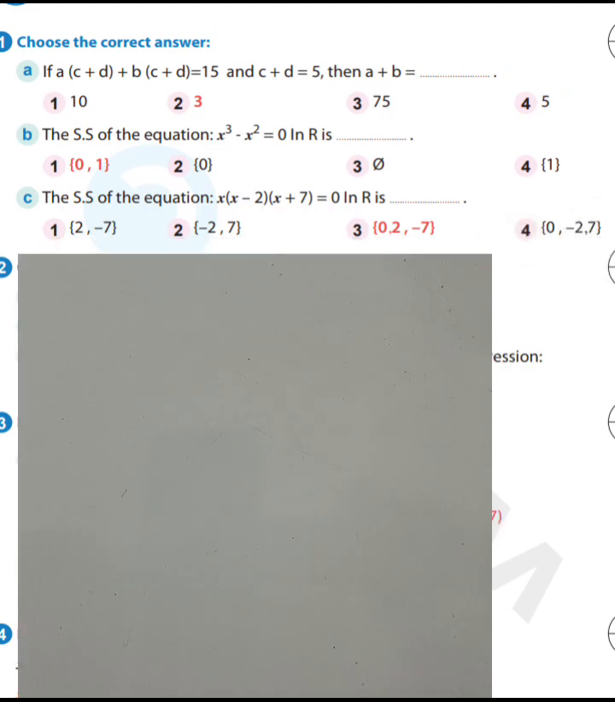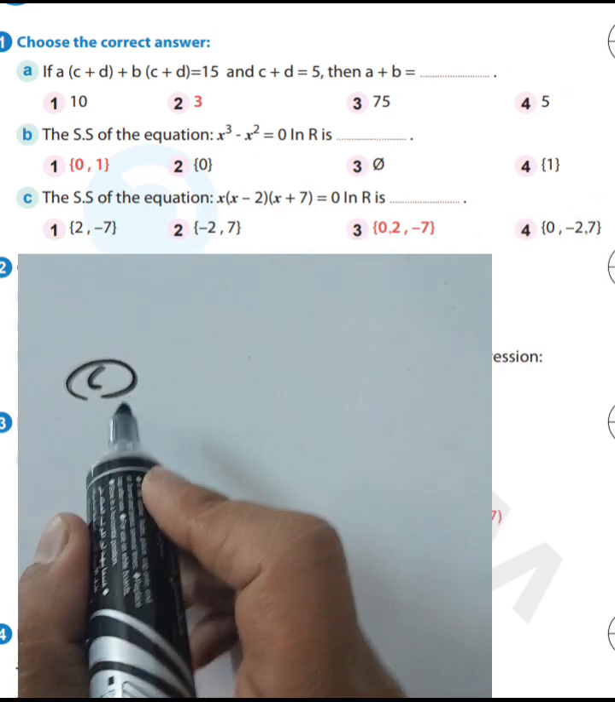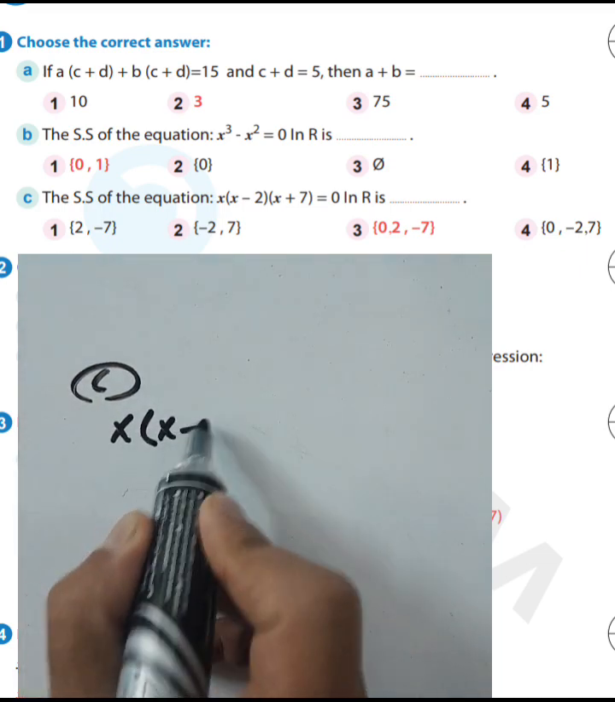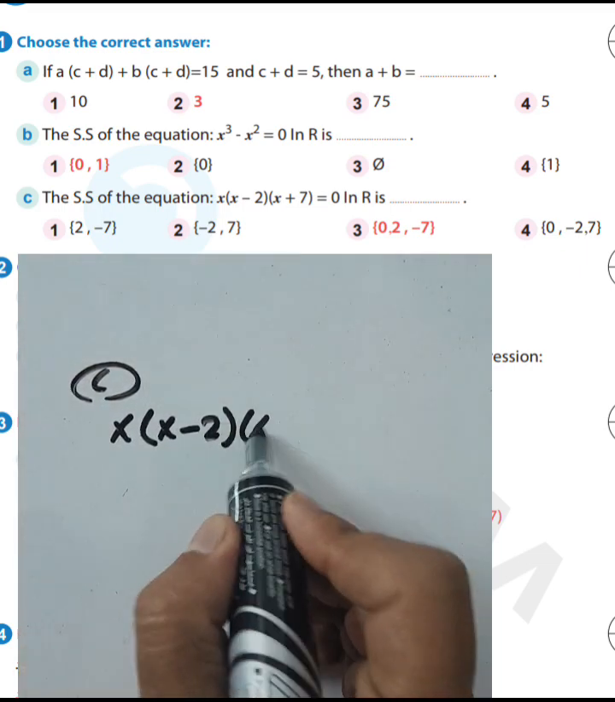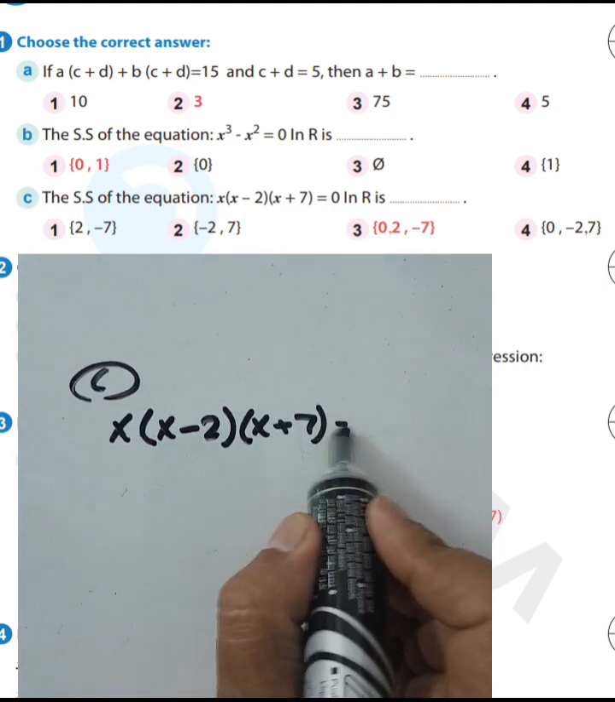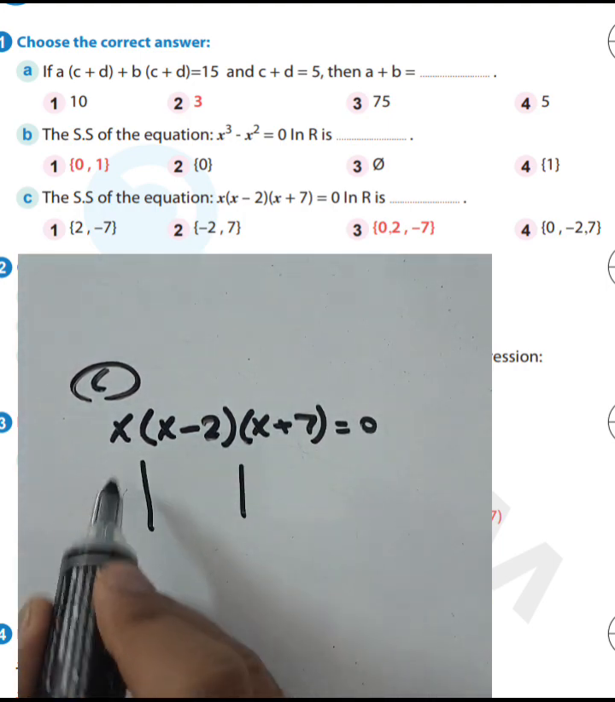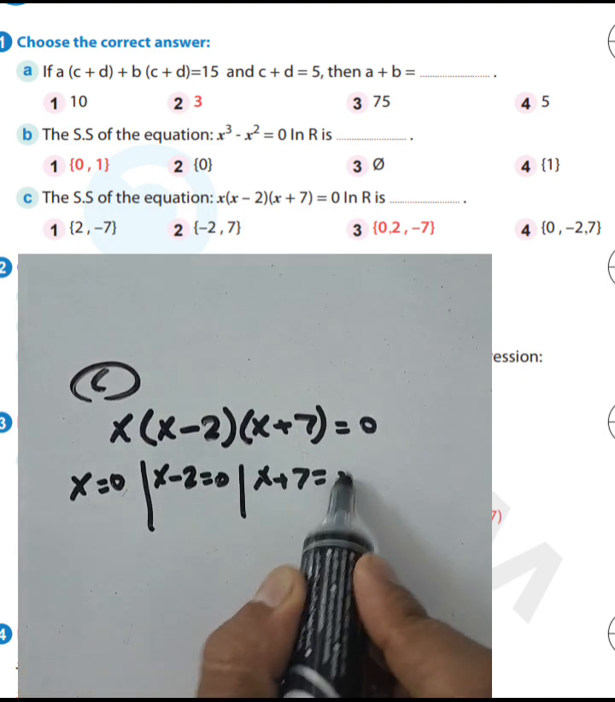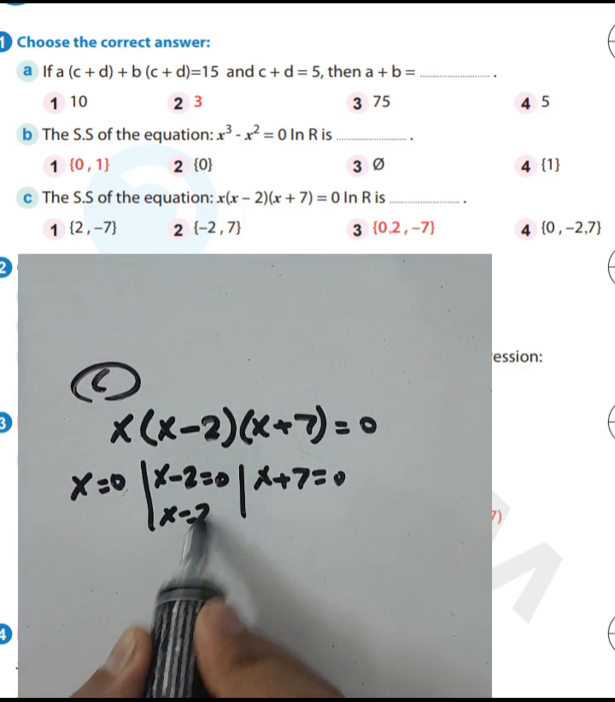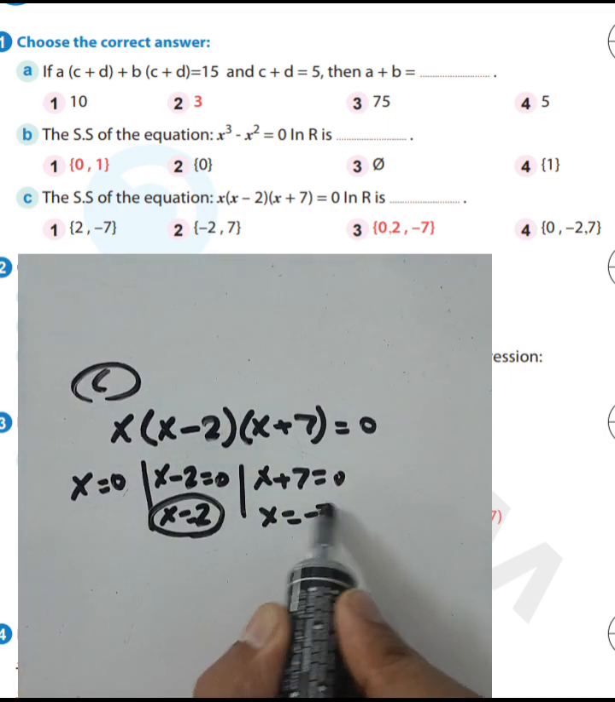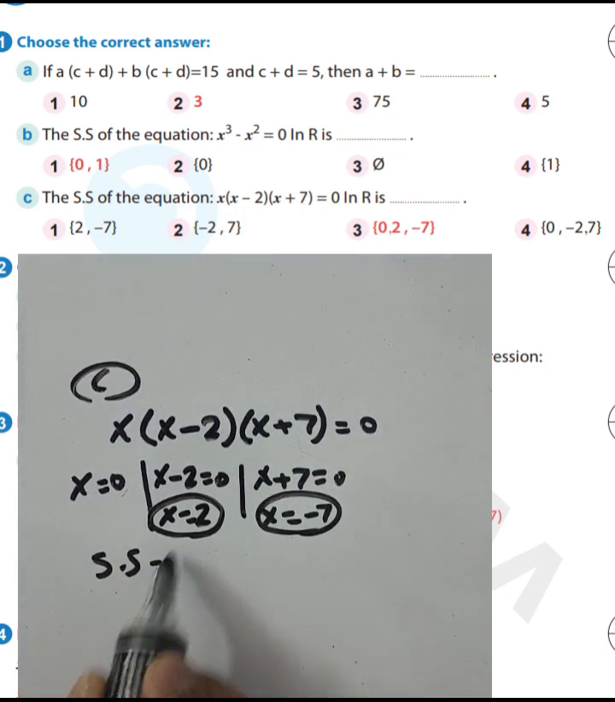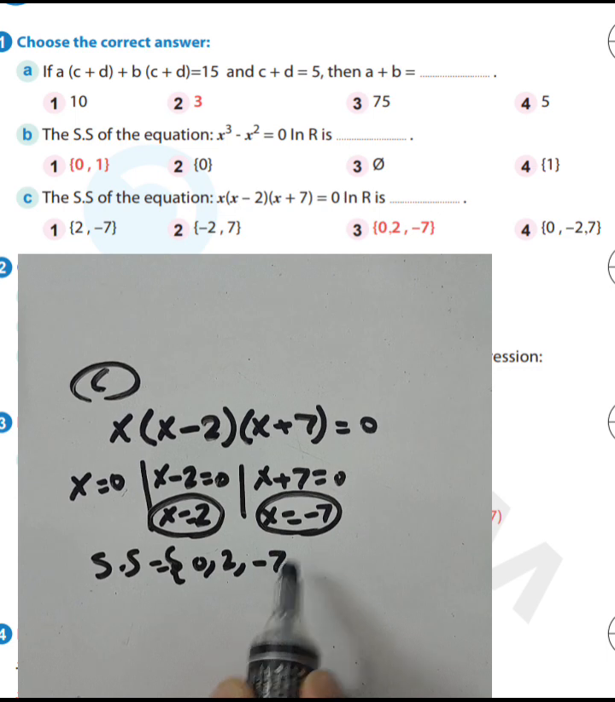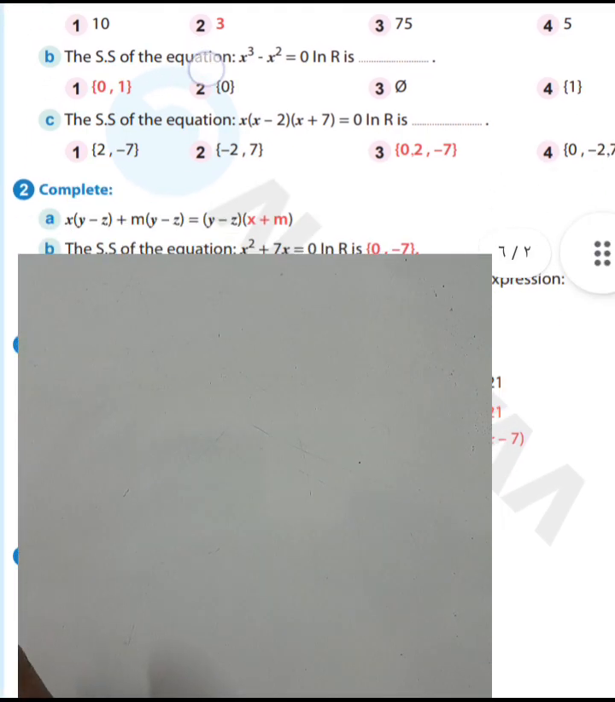Question letter C. Solution set of the equation x product by x minus 2 product by x plus 7 equals 0 in R. We have three solutions here. The first x equals 0, second x minus 2 equals 0, third x plus 7 equals 0. Then the value of x here will be equal to 2, and the value of x here will be negative 7. Then the solution set will be 0, 2, and negative 7. We have three solutions about this example. It was letter C.